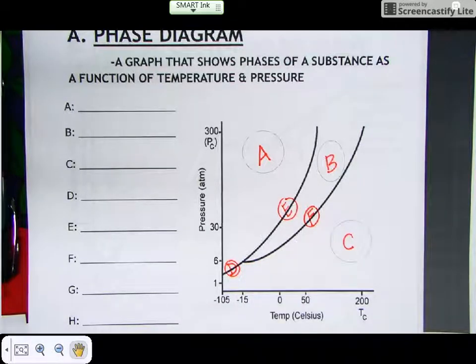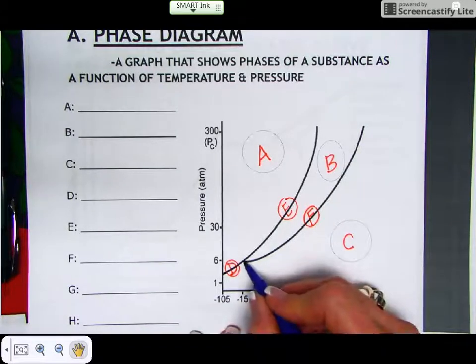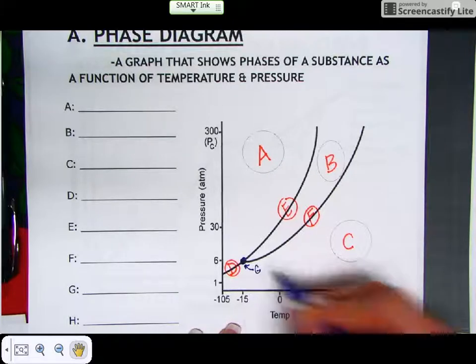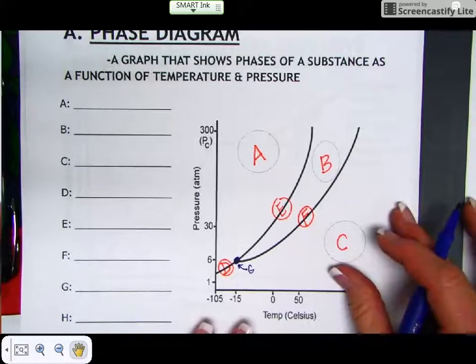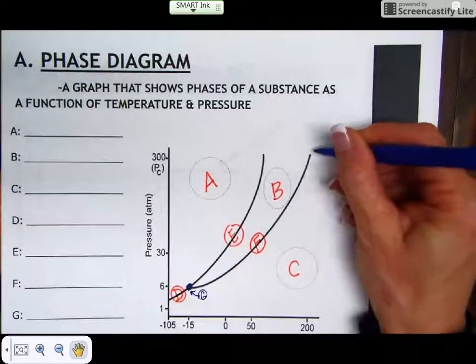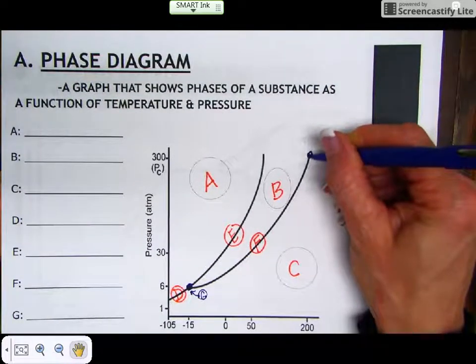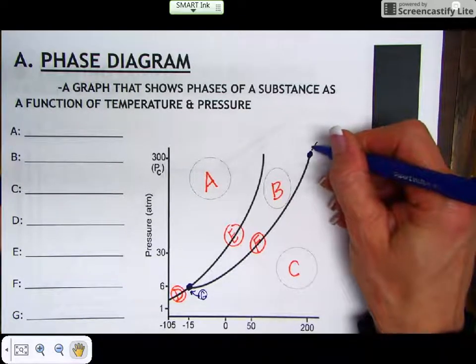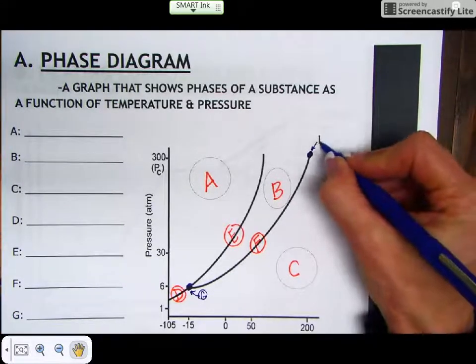Then come over to the point where all three of these lines intersect right here. And this is a specific point we're going to label. We're going to call this point G. And then up here at the very top point, this also is a specific point. We're going to call this point H.